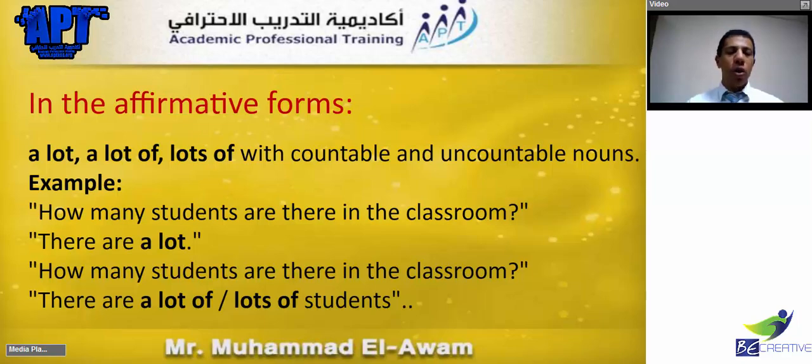Let's have some examples. How many students are in the classroom? So the answer would be there are a lot. How many students are there in the classroom? There are a lot of or lots of students. It's the same. You can use a lot of or lots of. They are both the same. They are equal.